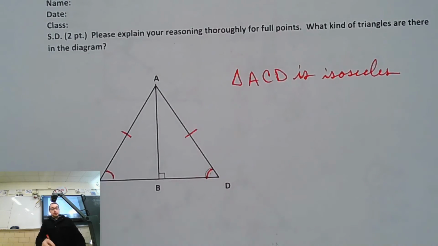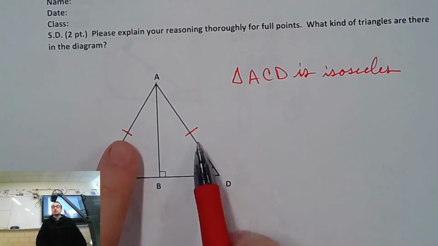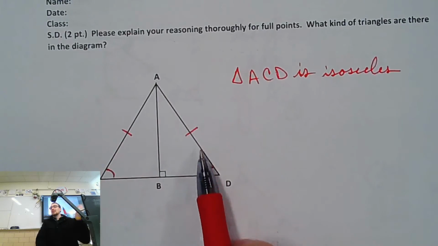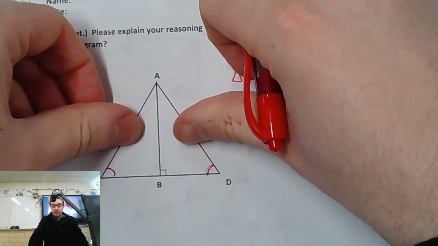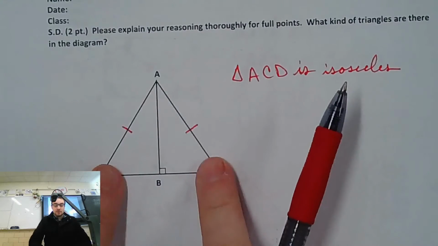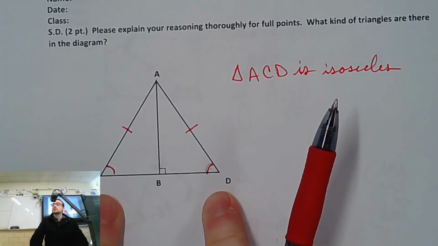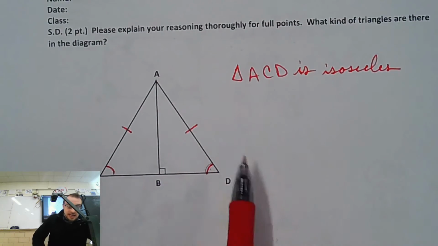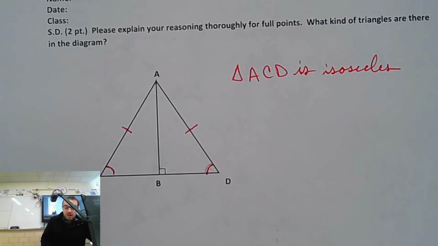Isosceles triangles have two congruent angles or two congruent sides. And one implies the other, meaning that if you have two congruent angles, you're going to have two congruent sides. If you have two congruent sides, you will have two congruent angles. Okay? So we know it's isosceles. And now I have enough information to solve because I've got a shared side here.